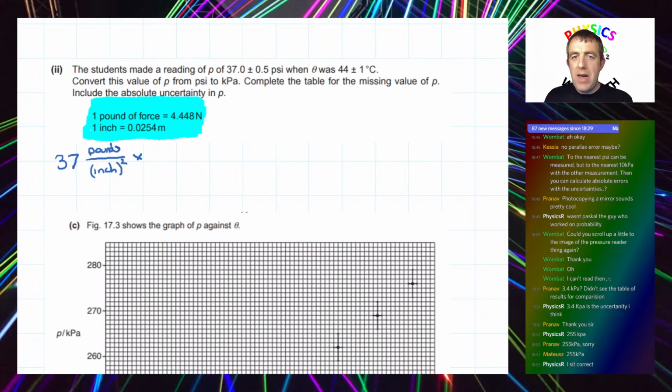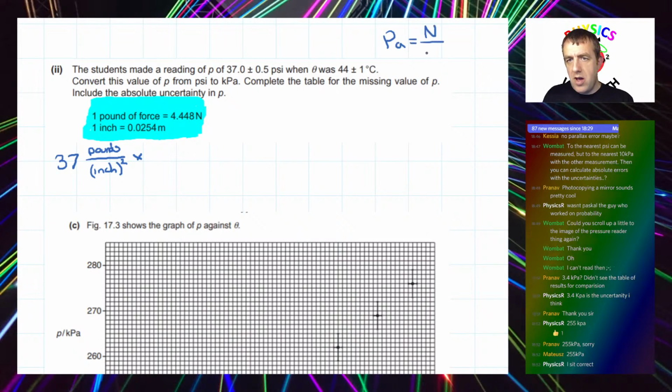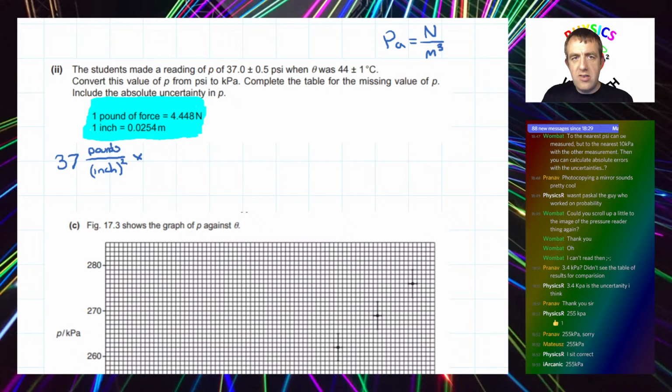I want to get rid of the pounds and replace it with newtons, because pascals are newtons per square meter. I'll write that up here. Pascals are newtons per square meter. Oops, that's a cube. Don't make that mistake.